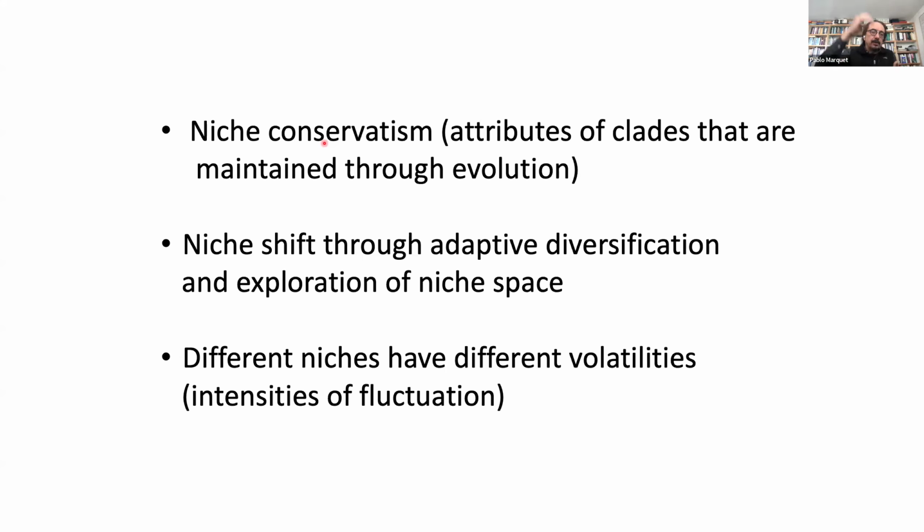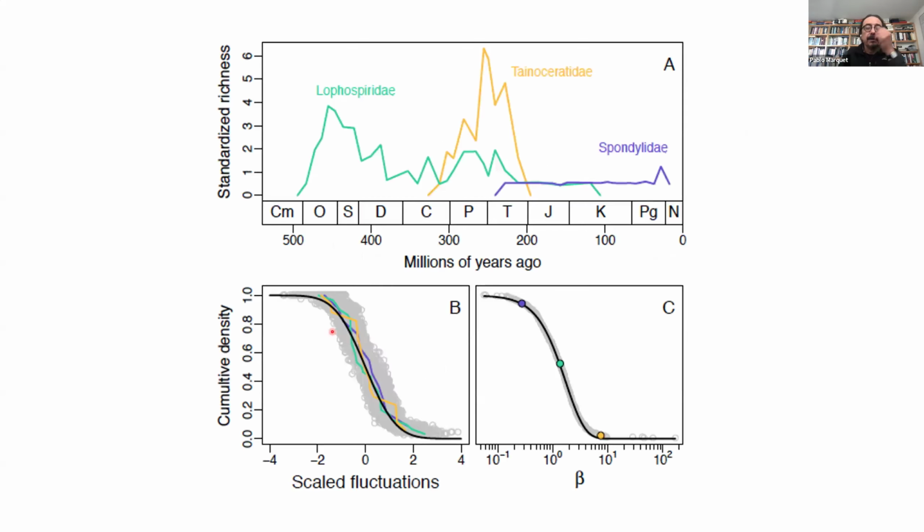Species through phylogenies tend to keep more or less the same kind of preferences on the same kind of niches, and this is called niche conservatism. But also there is a force for niche shift, through adaptive diversification and exploration of niche space. And now, different niches will have these different volatilities or intensities of fluctuation. So we analyzed the fossil record.